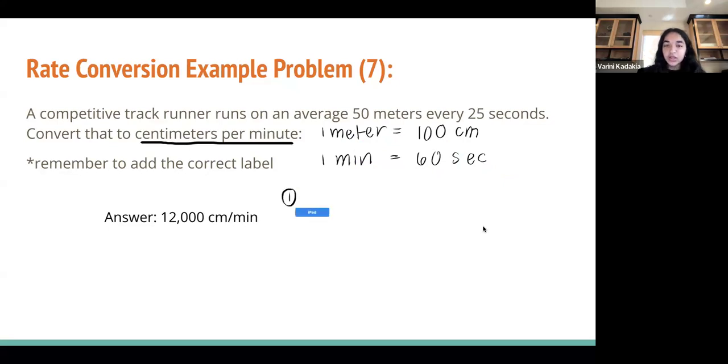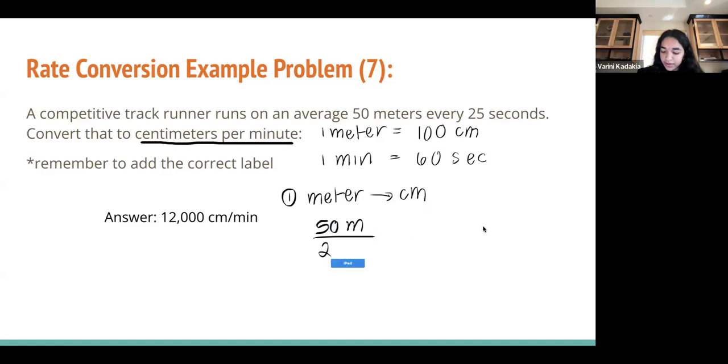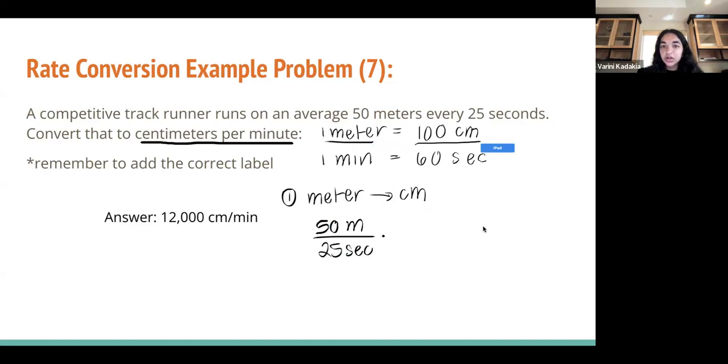So in our first step, let's convert meters to centimeters, right? So we have 50 meters per 25 seconds, and we want to convert this into centimeters per second. So we're going to multiply by our ratio, 1 meter per 100 centimeters, right? So we want the centimeters to stay, which means we want our meters to cancel.